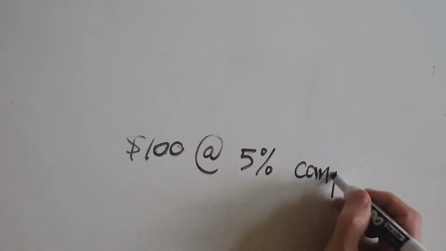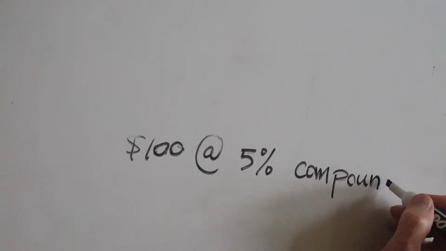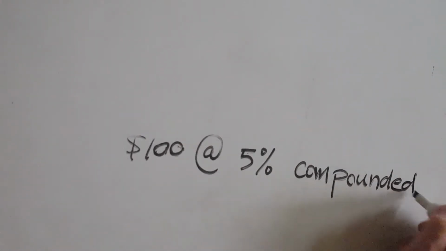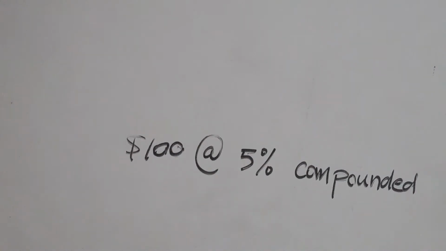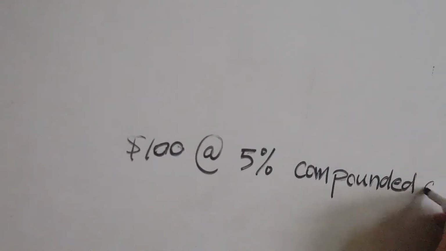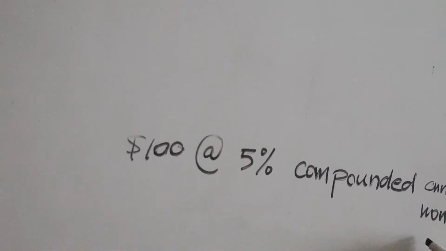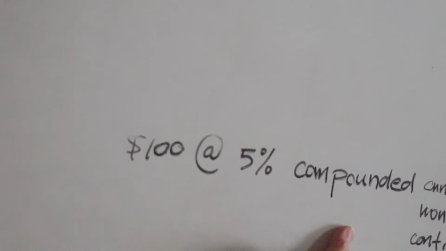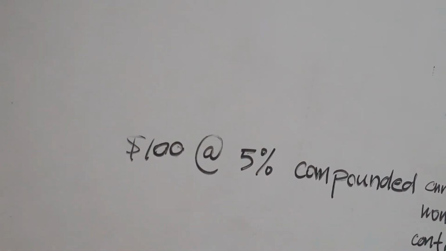Compounded, and there will be a compounding period that will be stated. It'll be compounded annually, monthly, semi-annually, continuously. There's a way to figure out continuous compounding. But compounding takes the interest and adds it back into your principal, and then you're paid interest on the combination.